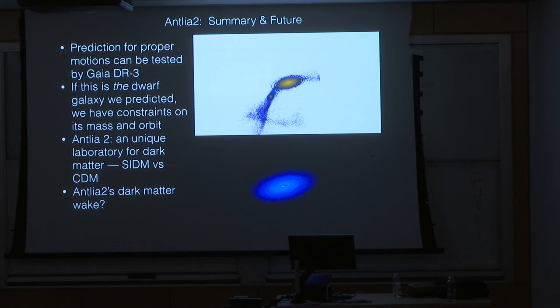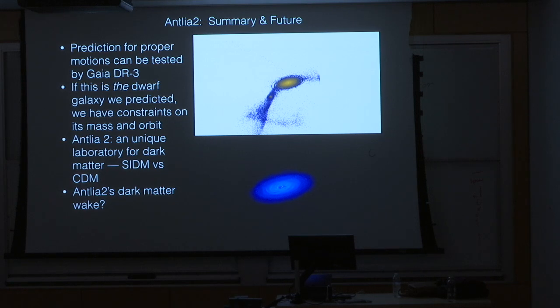So these are some simulations here now of the same simulations, just rendered a little bit differently, that show the stellar response as Antlia 2 is interacting with the Milky Way. And the gas here, you see a lot of tidal debris stripped from Antlia 2.